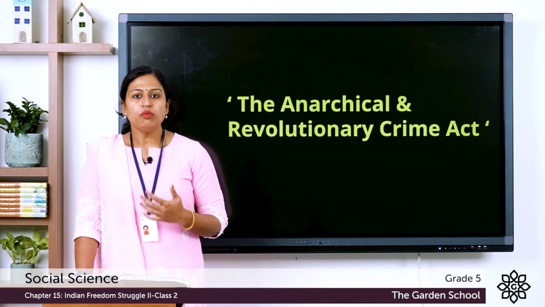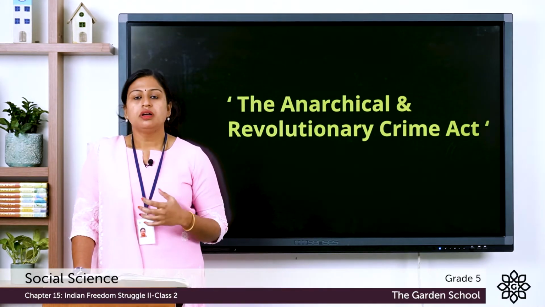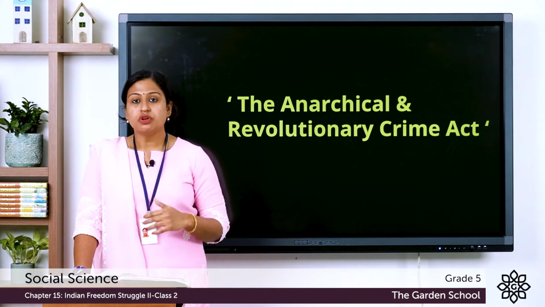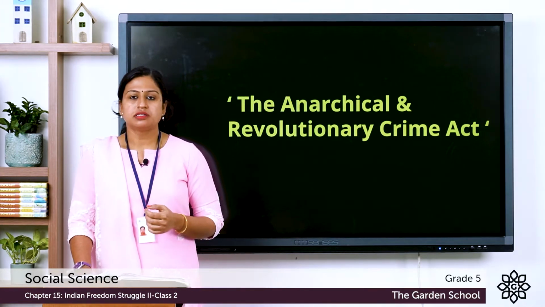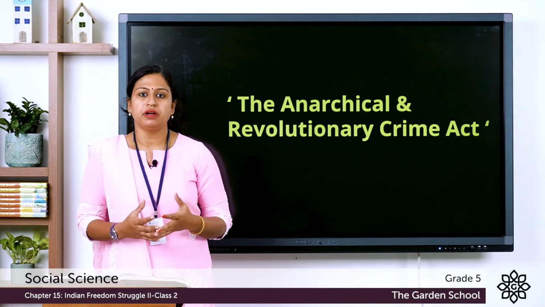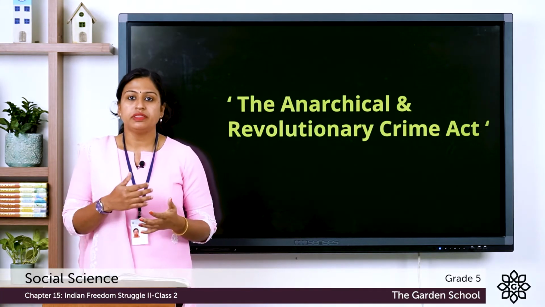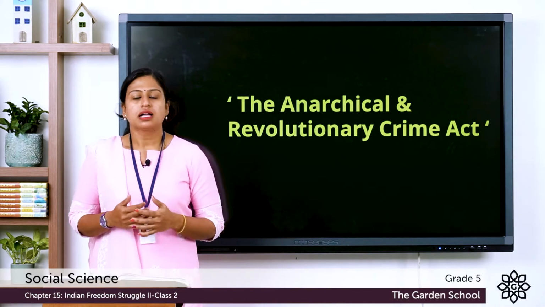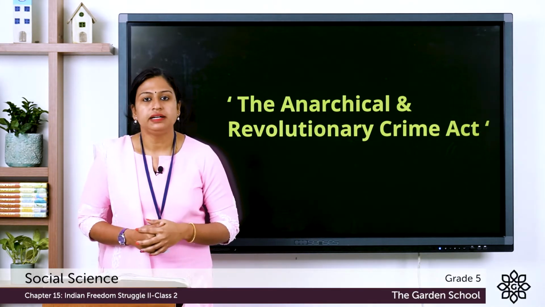Now, why was this Rowlatt Act passed? This act was passed to increase the grip or hold of the Britishers on the common people of India, to stop them from beginning any political activities against the Britishers. According to this law, the Britishers were free to arrest anybody suspected of any political activities against the British rule without any trial and conviction. So, what do you understand by conviction? Conviction means the final decision of the court that someone is found guilty of a crime.